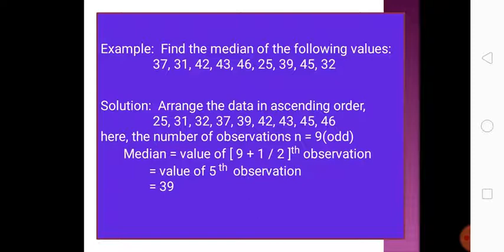We know the number of observations n is 9 and it is odd, so applying the formula for an odd number, we add 1 to n. After the addition its value is 10, and its half value is 5, so our observation is the 5th. So in the ascending order series, the 5th number is 39.